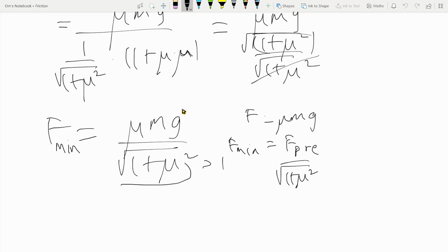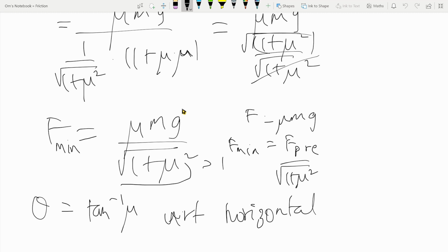So the minimum force that you need to pull a particular object isn't simply mu mg that you would get by pulling it horizontally, but it's actually mu mg by root of 1 plus mu square. And specifically, since the angle is important, since it's a vector quantity, we can specify the angle is theta equal to tan inverse mu, which is commonly called the angle of repose, angle of friction, with respect to the horizontal, I guess. Yeah, with respect to the horizontal. So this is the entire question, or the problem, if you'd like to call it that.